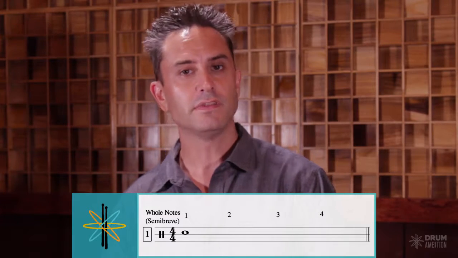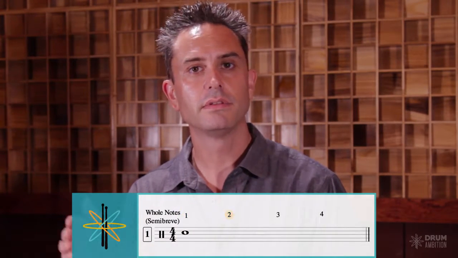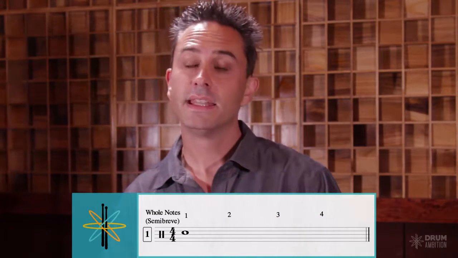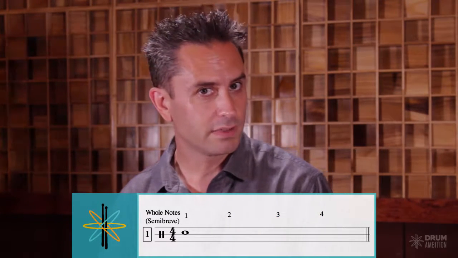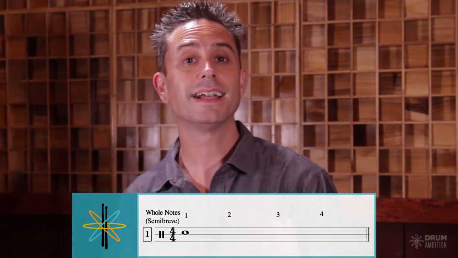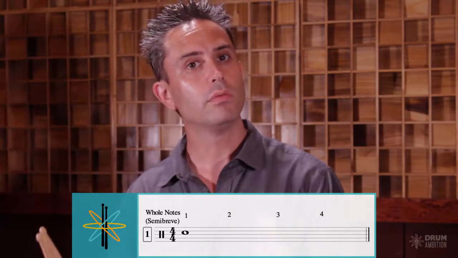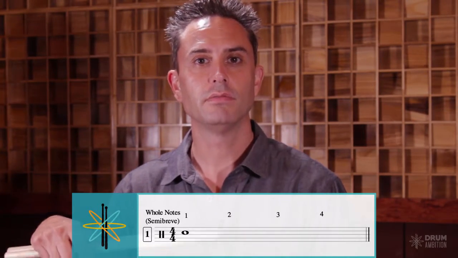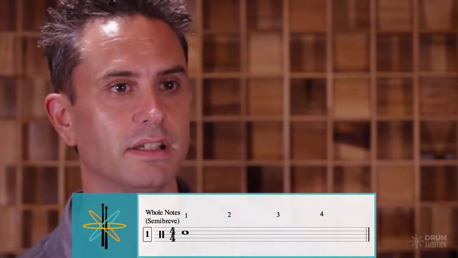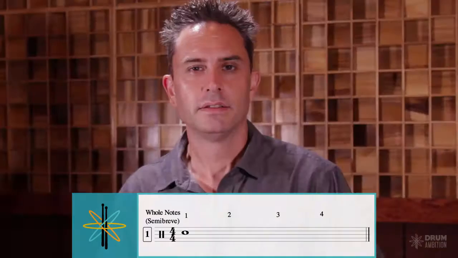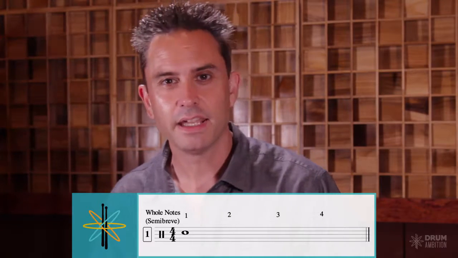Now in the bar in front of you, you'll see those quarter notes written out for you. 1, 2, 3, 4. Now that doesn't mean that we're playing every quarter note, it's just telling us that that's the length of the bar. What we do play is the notation within the bar, and that's where we're going to start off with the whole note. So in the bar in front of you, you will see a whole note.